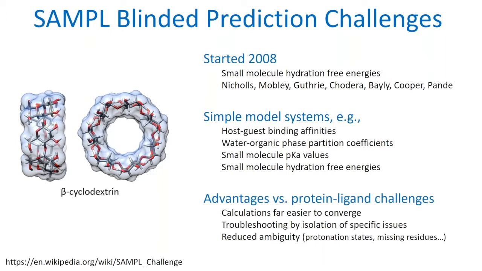These are mainly focused on simple model systems. So for example, looking at host-guest binding affinities, partition coefficients, pKa values, or hydration free energies for small molecules. And the thought here is, of course, that there are many advantages versus real-life protein-ligand systems, which are much more complex. So the calculations are easier to converge. You can also more easily carry out troubleshooting, because it's easier to isolate particular issues because there's reduced ambiguity in these model systems.